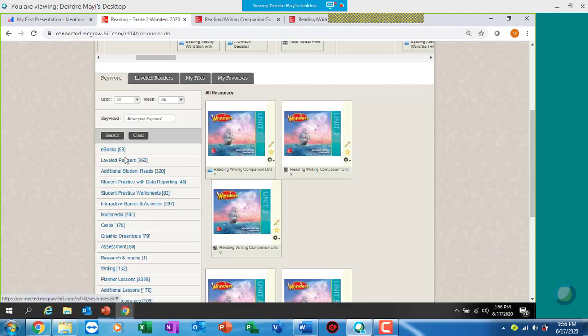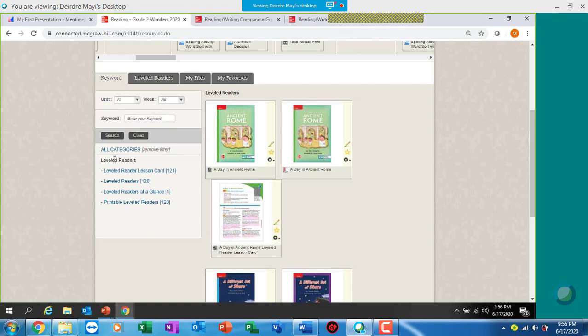If you click on the leveled reader link here in blue, these will just be the leveled readers for your grade level. But this is where you can find those lesson cards, the leveled readers themselves, and this is where you can even print leveled readers under printable leveled readers.